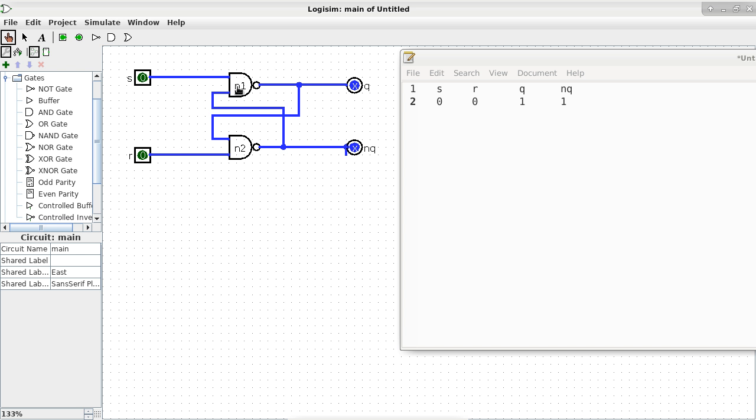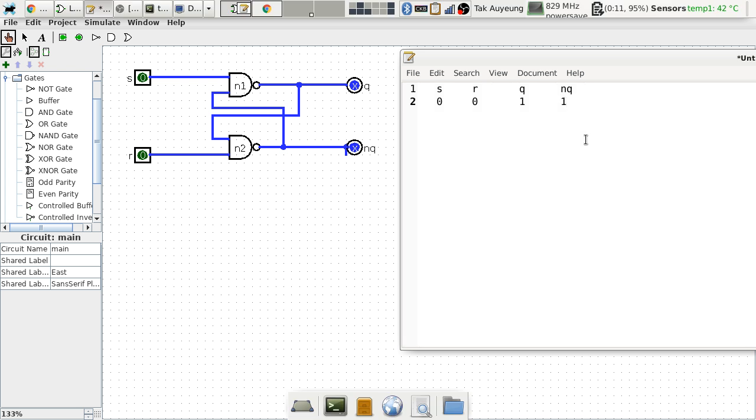All right, are we ready for the next test case? The next test case is, let's say S remains a 0, R is now a 1. What is going to happen here? Well, one of them is guaranteed to be a 1. Which one is still guaranteed to be a 1? Q is still guaranteed to be a 1. What about NQ? What's going to happen to NQ now? Is it going to be a 0?